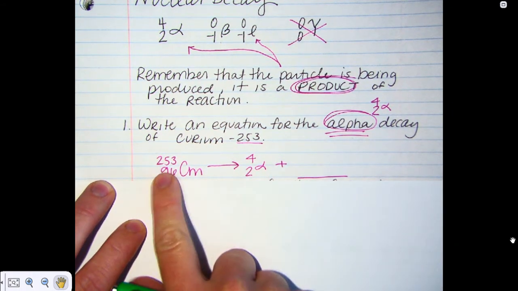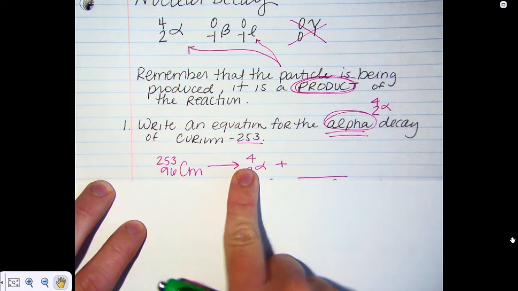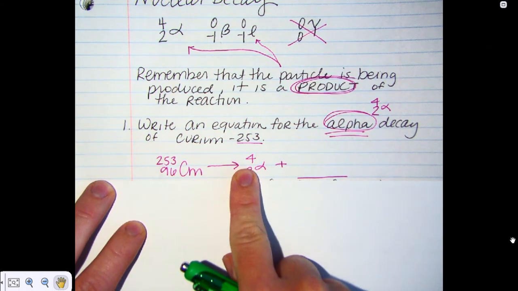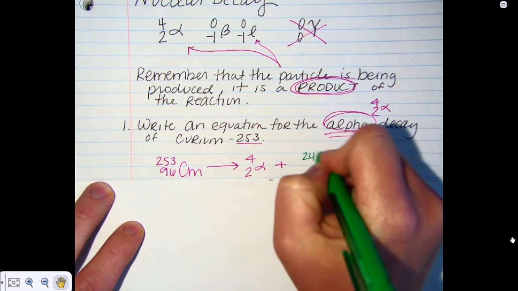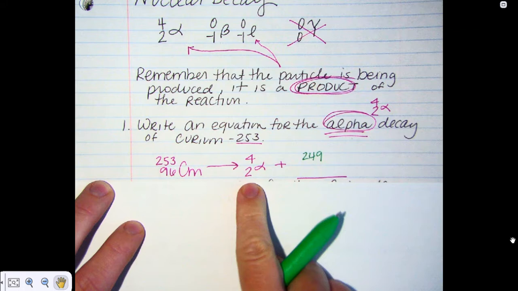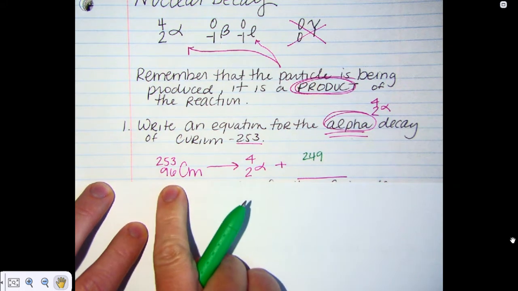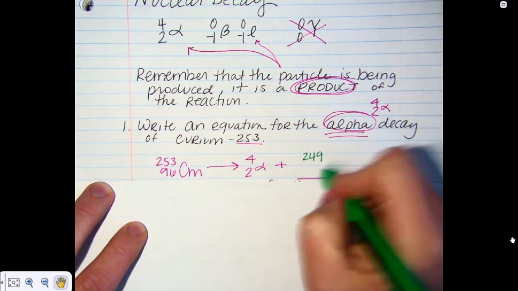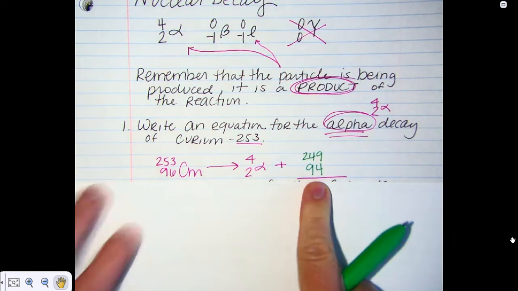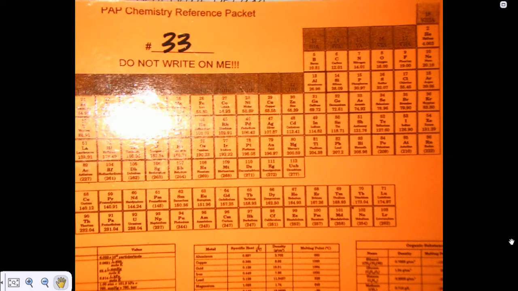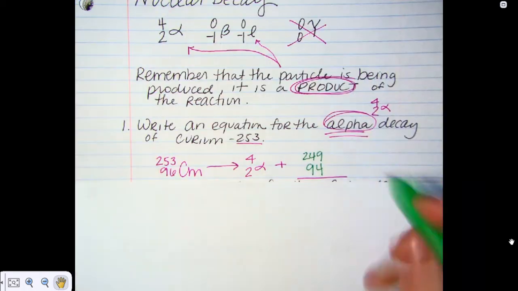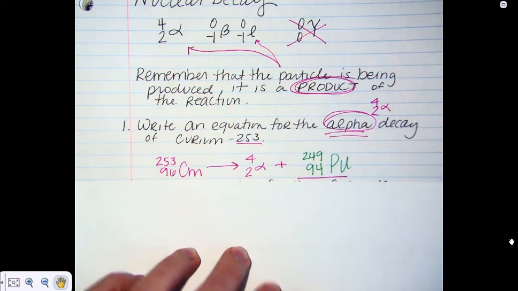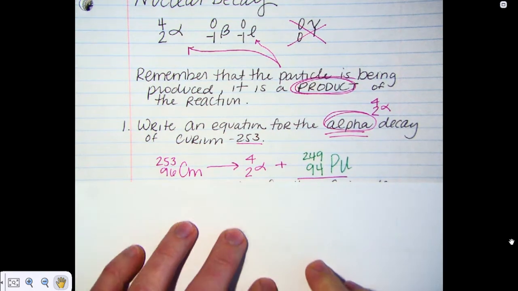All right, so what plus 4 will give me 253? Well, 249. All right, so 249. What plus 2 will give me 96? All right, 94. Now 94, that's a Z number. What element has 94 protons? Right there. Plutonium, Pu. That's it. That's all we're doing.